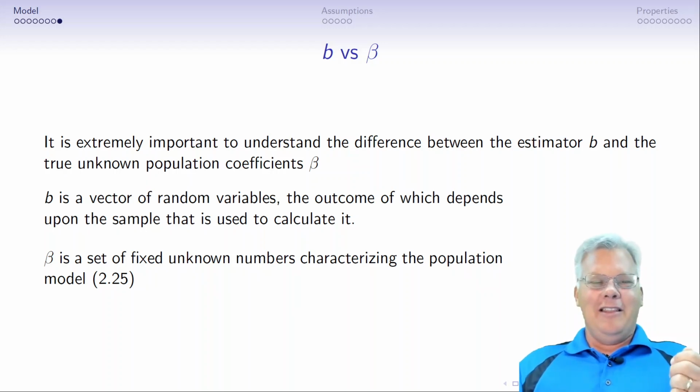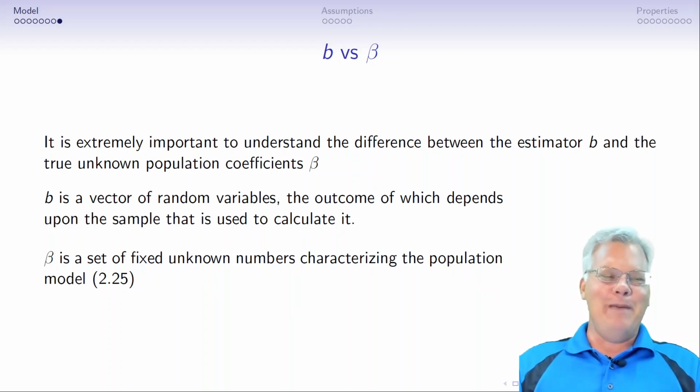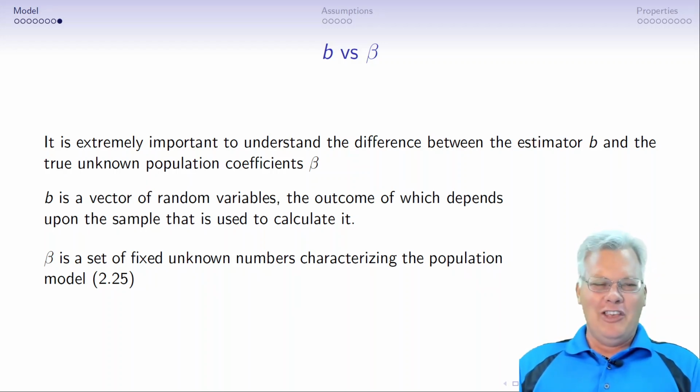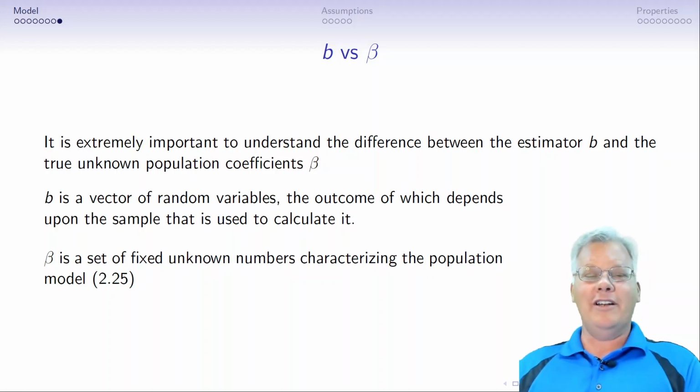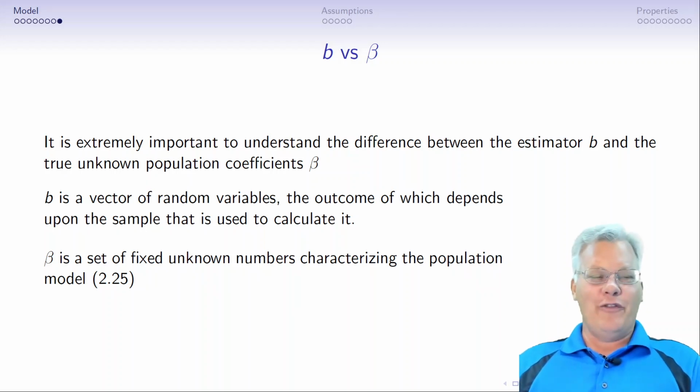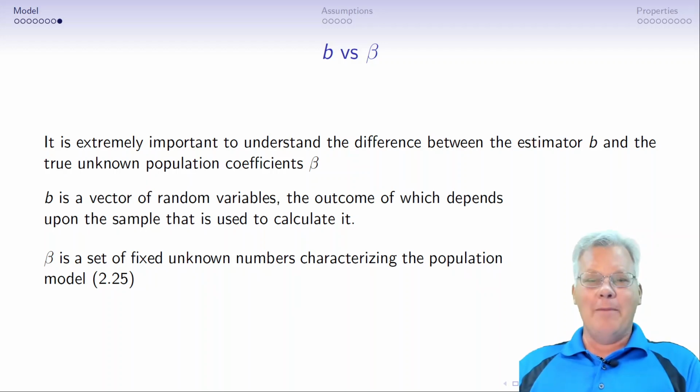Okay. Now, I want to jump up and down and scream at this point. I guess I had this beaten into me in graduate school by Jan Kmenta. It is critical, important, to understand the difference between B and beta.